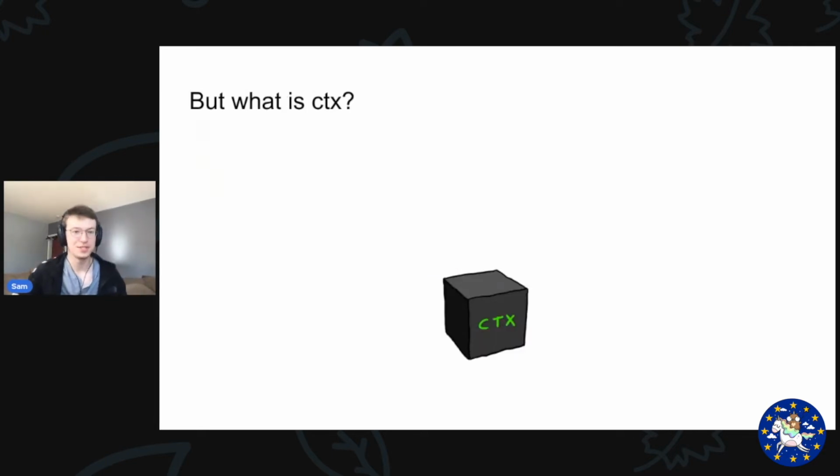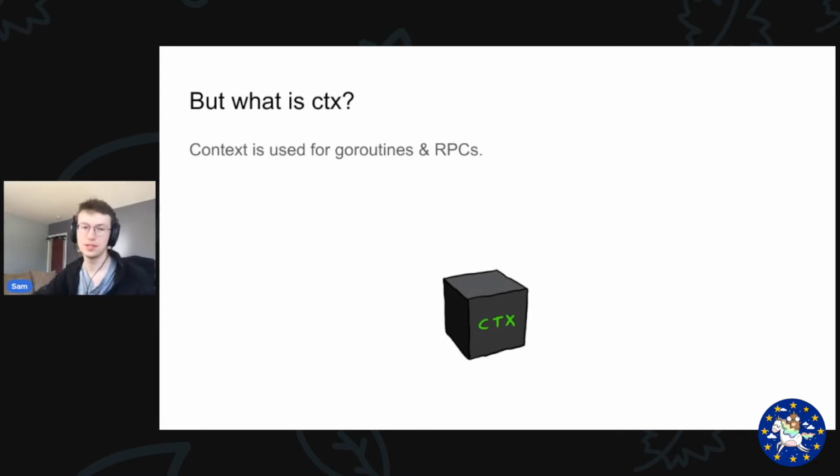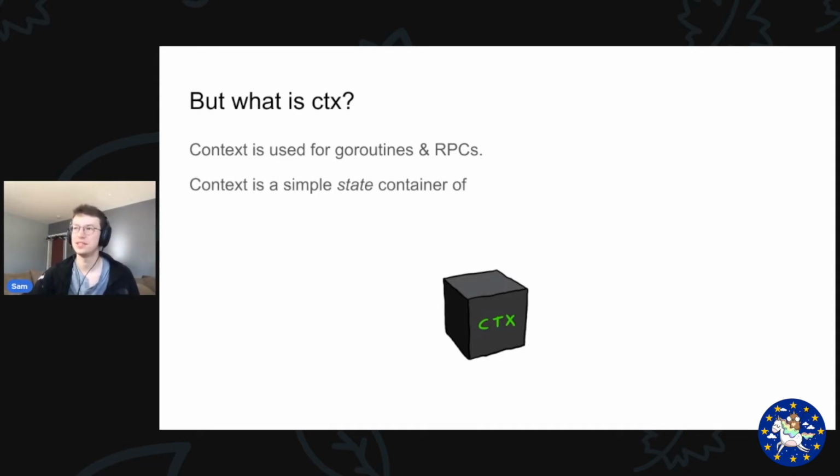But what is this mysterious black box represented as this little cube? Context is used for Go routines and RPCs. Since Golang is very RPC and Go routine heavy, it's a core package. It's a super simple state container of 3 things. The first is the cancellation status, which is a Boolean, a timeout, which is just a UTC time of when this context cancels itself or expires, and then a bunch of key value pairs.